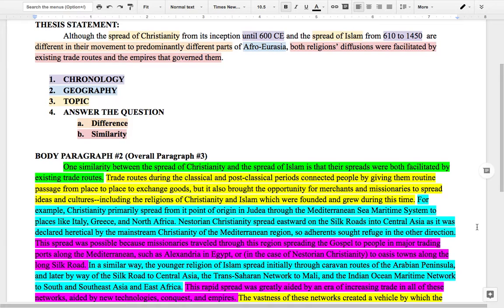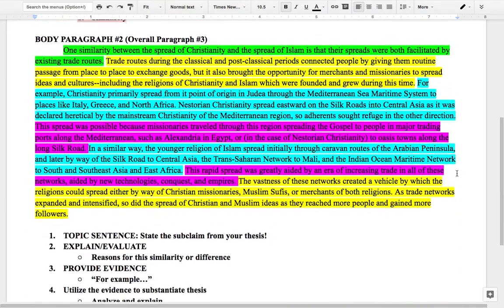Keep in mind that each paragraph should support your thesis statement. So if I'm doing my job, body paragraph 1 will be this difference, that they move to predominantly different parts of Afro-Eurasia. Body paragraph 2, or overall paragraph number 3, should be that these religions were diffused along existing trade routes. And my last body paragraph, or overall paragraph number 4, should be that empires facilitated this spread of religion. That paragraph would be more so about the role of the Roman Empire and the Byzantine Empire with Christianity and the Islamic caliphates with Islam. So let's jump into body paragraph number 2.